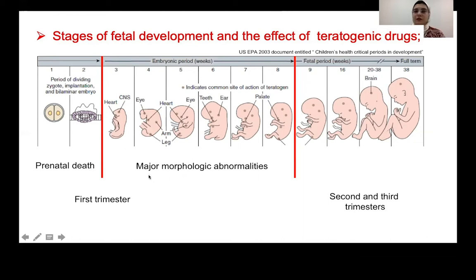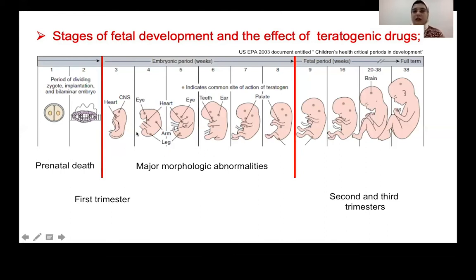Let us first describe and understand what is the meaning of major morphologic abnormality. Major, it means very big, not a minor one. It's a major defect. Morphology means the appearance. So morphologic means the structure or appearance of the baby body. For example, there is no hand, there is no leg, there is absence of one eye. This is a major morphologic abnormality.